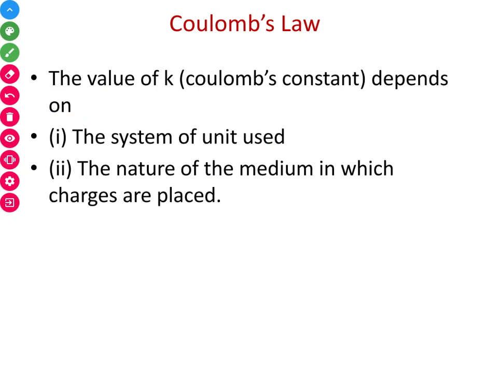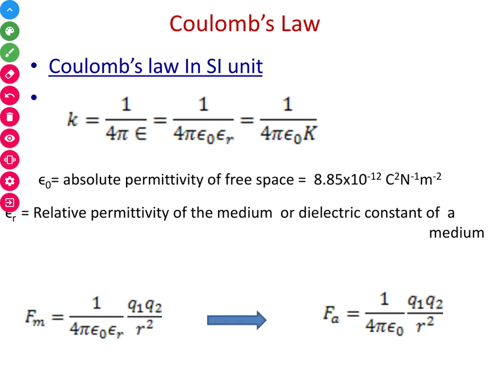The value of K, that is the Coulomb constant, depends on two things. First of all, the system of unit used. For SI unit it is different, for CGS unit it is different. And second, the nature of the medium in which the charges are placed. For different media, the value of K is different. So let's see what is the value of K in SI unit.